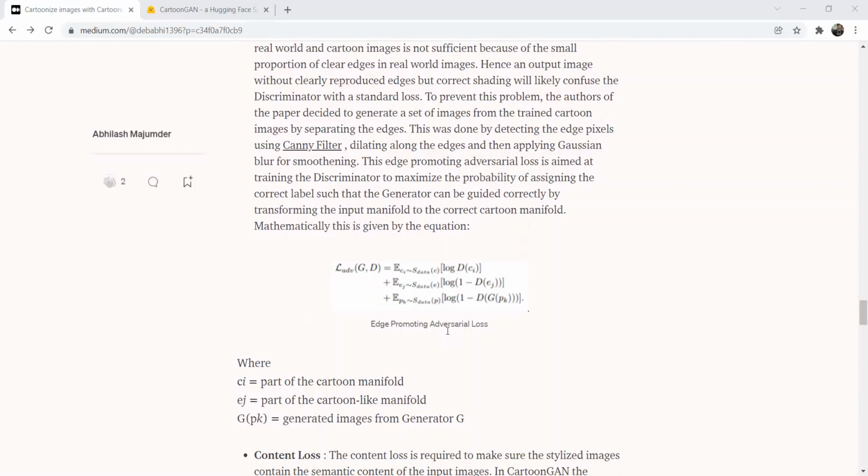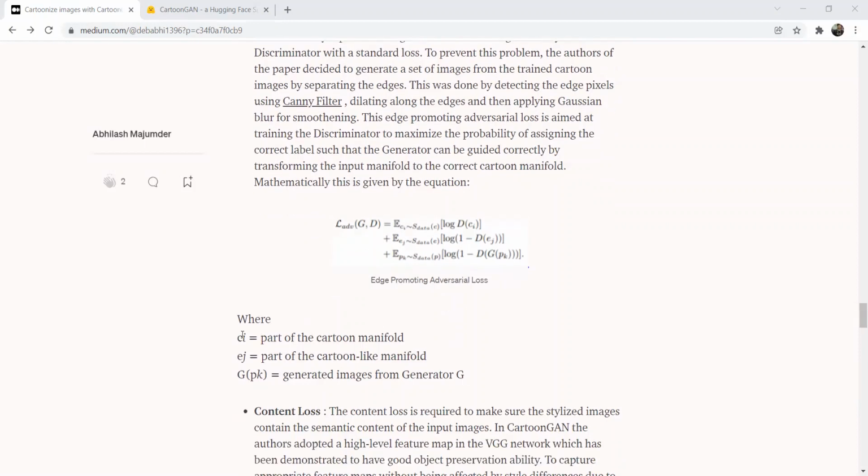We take the logarithm of D of C_i plus the expectation of e_j, which belongs to the manifold, log of 1 minus D of E_j, plus the expectation of p_k, which belongs to the manifold, log of 1 minus D of G of P_k. Now, C_i belongs to the cartoon manifold, E_j belongs to the cartoon-like manifold, and G of P_k belongs to the manifold which has the generated images from the generator G.